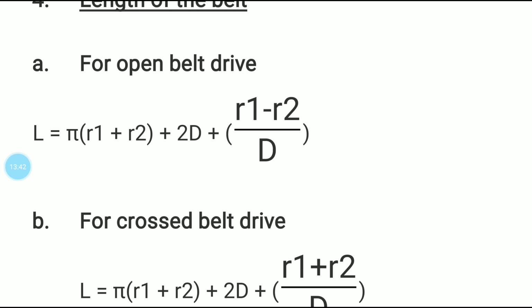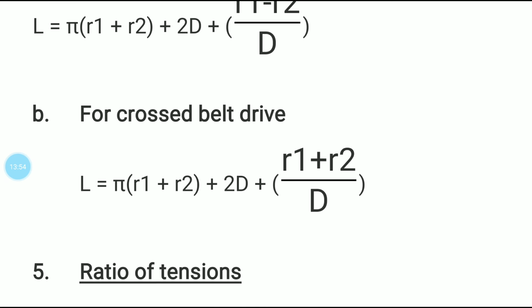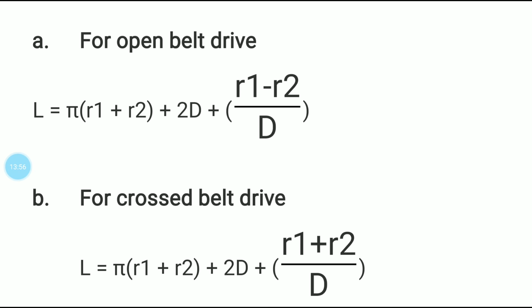L is equal to pi into (R1 plus R2) plus 2D plus (R1 minus R2) squared divided by D. This is the formula for open belt drive. Here R1 and R2 are radius 1 and radius 2, the driver pulley radius and driven pulley radius. Capital D means the distance between the centers of the two sheaves, which is driver and driven.